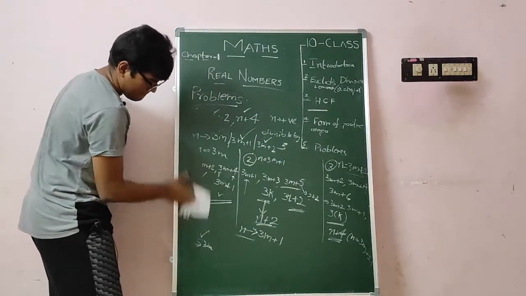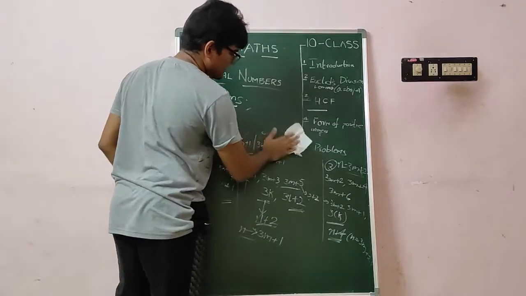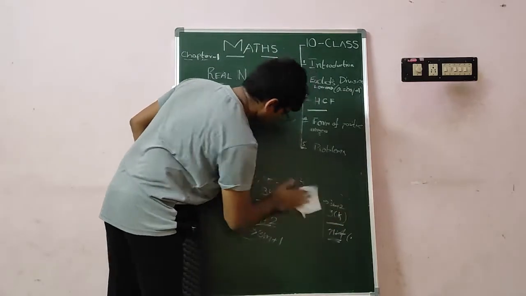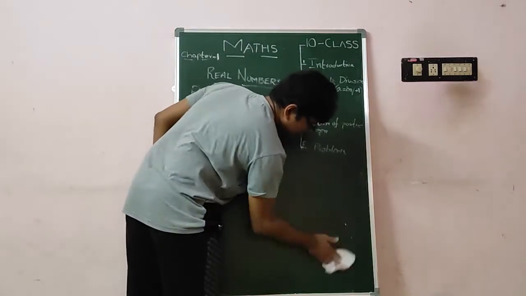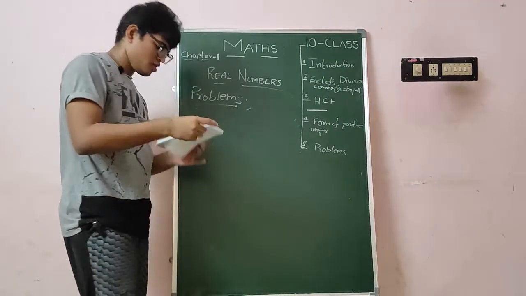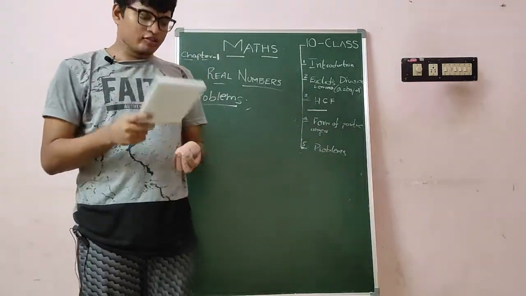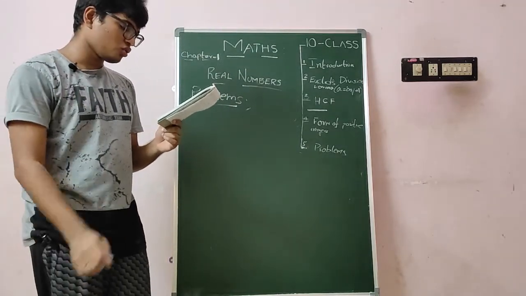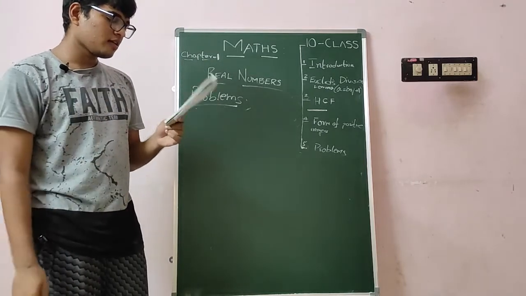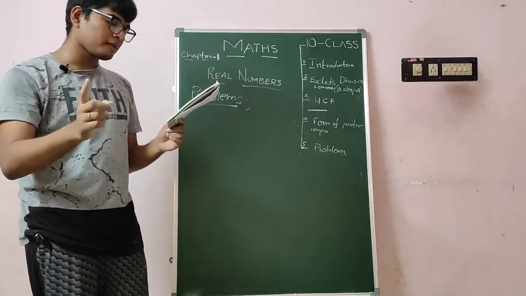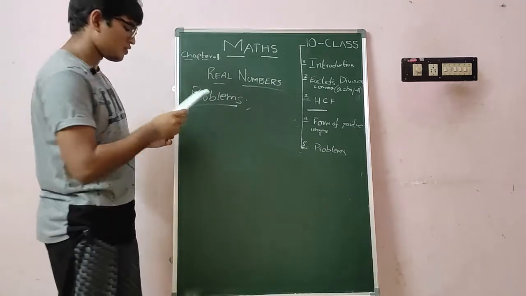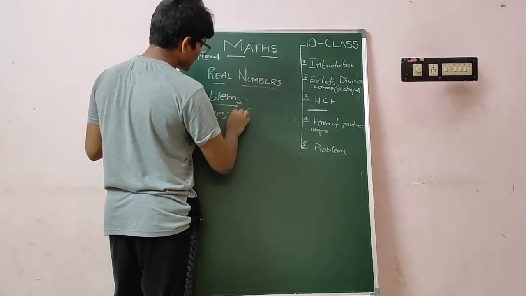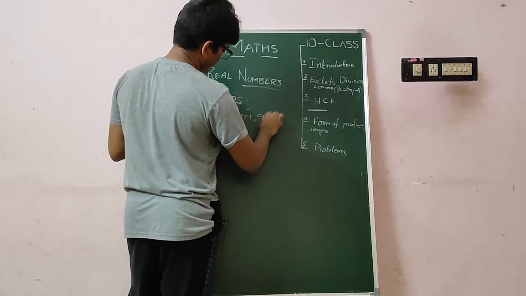Students, we are going to end the session. Quickly note down the problem. Okay, question students: use Euclid's division lemma theorem to show that the cube of any positive integer is of the form 9m plus 1 or 9m plus 8. The question is, show that the cube of any positive integer is in the form of 9m, 9m plus 1 or 9m plus 8.